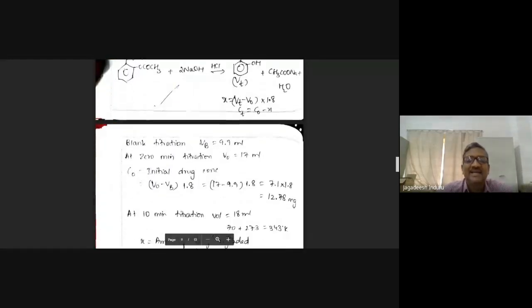So the blank titration 9 ml at 0 minute, titer value of 0 is 1.7 ml. Initial concentration of the drug is V0 minus VB into 1.8. You have got 12.78 mg present in your sample, which has been given by the madam to you. Generally what will they do? They mix with sodium chloride or some other material to make you confused. So you are going to estimate how much is present. The first point is initial concentration of your drug which has been given. That you have got, it is around 25 mg. They split into 2 batches. I think 12.78 they have got.